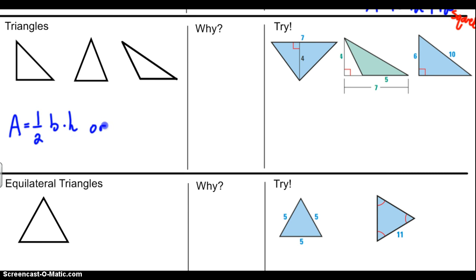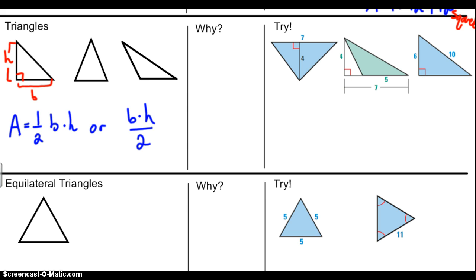Or you can think of it as base times height divided by 2. Either one works, but it's important to know what exactly is a base and what exactly is a height. Well, on a right triangle, it's pretty easy. The base is the bottom side, and the height is this side. Now, the height is always perpendicular, or at a right angle, to the base.